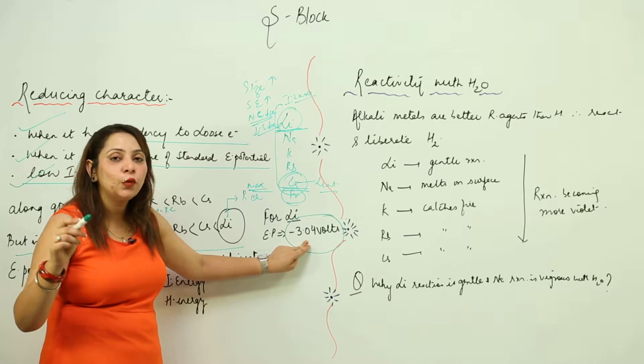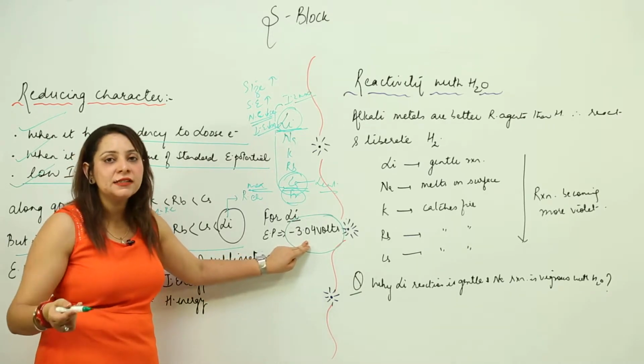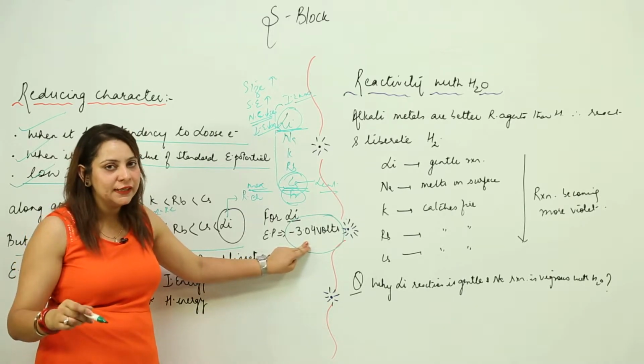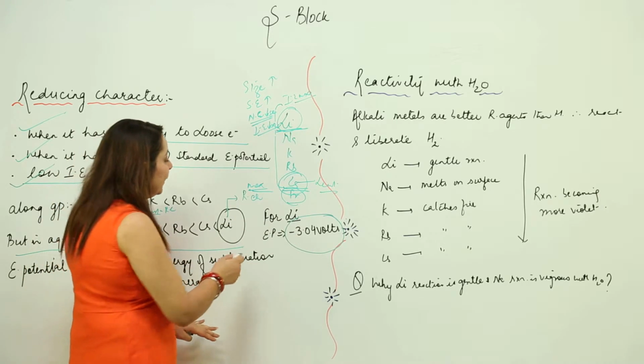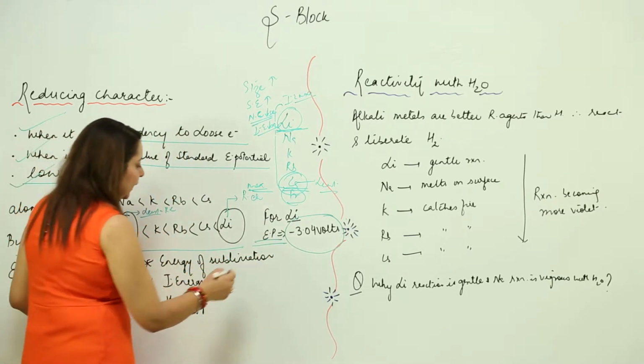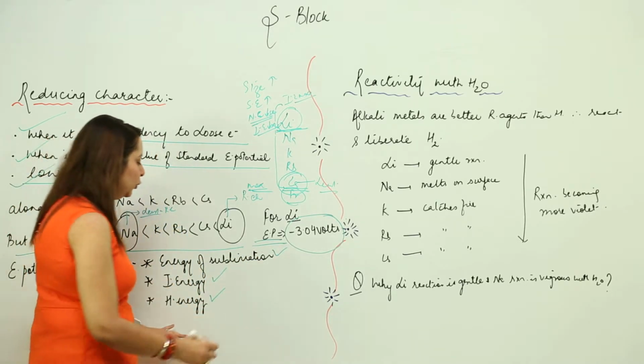But what are the reasons behind that? Though it possesses the highest ionization energy, still it is acting as the best reducing agent. What is the reason? We see that the value of the electrode potential actually depends upon three factors: energy of sublimation, ionization energy, and hydration energy. Just look at the board to see how.